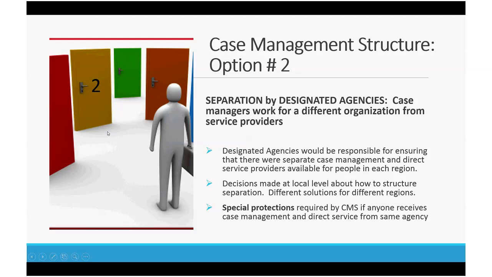Option number two is that we would have designated agencies for each of the counties in the state be responsible for separating out case management from direct service providers in each region. So in this scenario, agencies would get together with their local community and local service providers and figure out how they would separate case management from direct supports in that region. This would allow for essentially more local level decision making about how to meet the requirements for separating out case management from direct services, and it could lead to different solutions in different regions of the state.